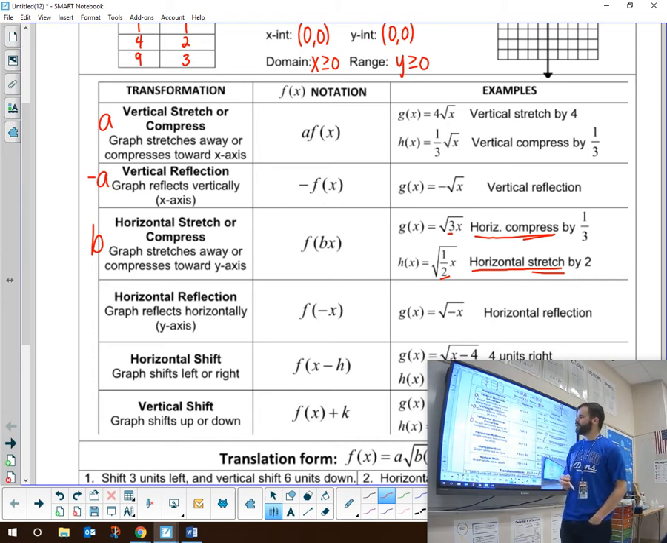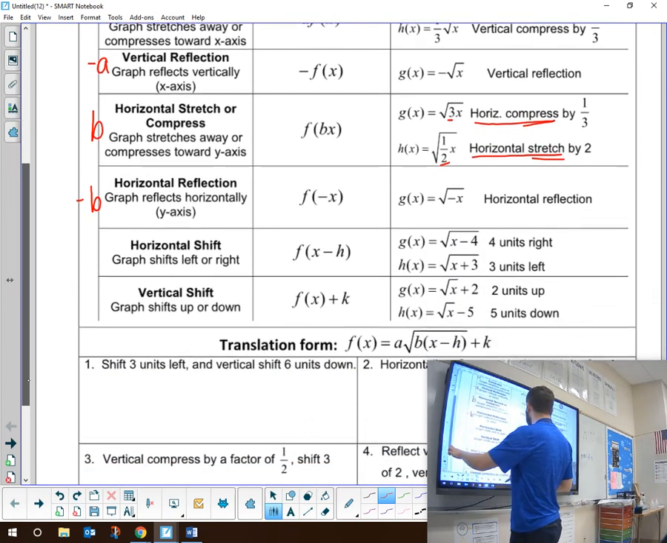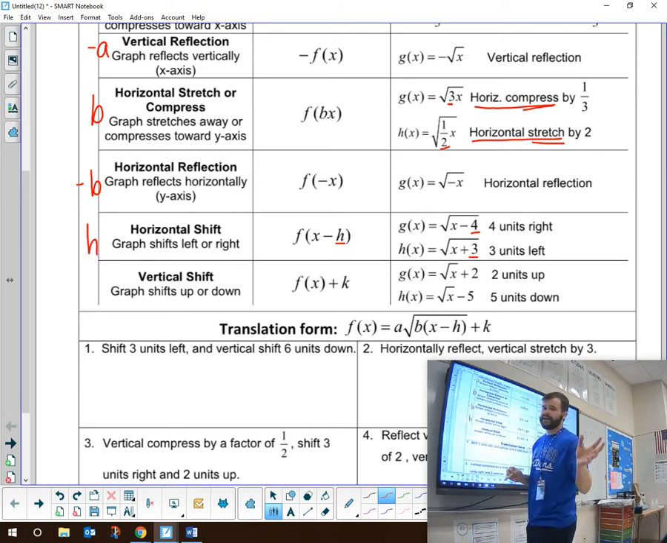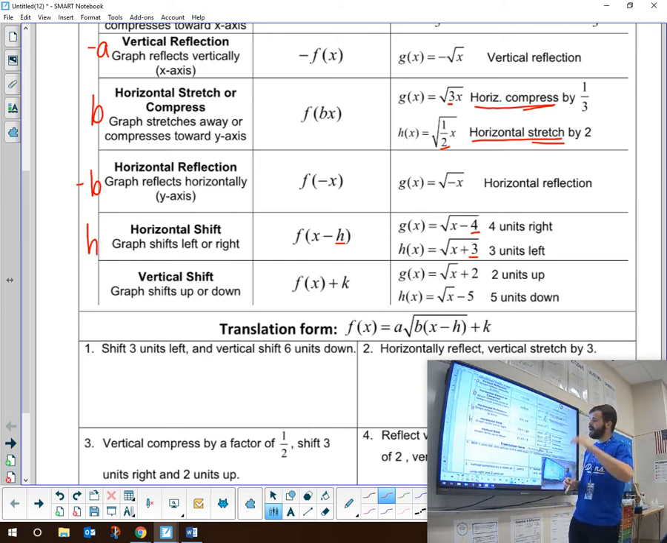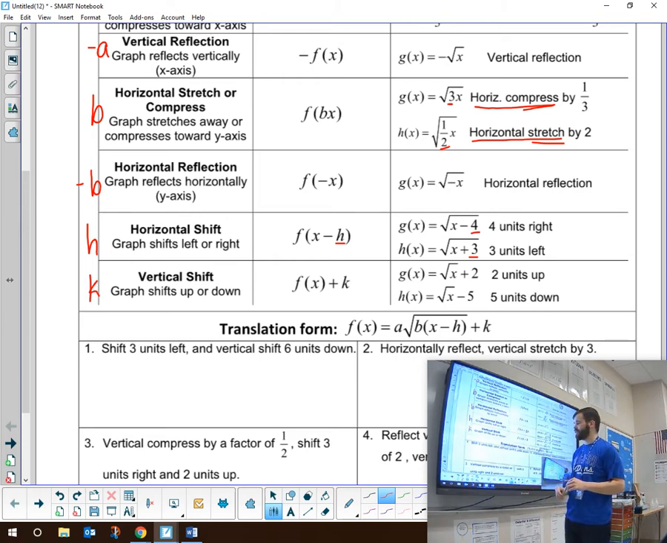And a horizontal reflection. Now, we haven't really had to worry about horizontal reflections much. But a horizontal reflection would be my graph going out this way instead, and so if we see that, it's going to be the opposite. Now, a horizontal shift, we know what that is. That's just my h, right? And my h is a liar, but that's going to be my left and right shift. And then my k is going to be my up and down shift. Don't worry, we'll get a lot of practice with this, okay?